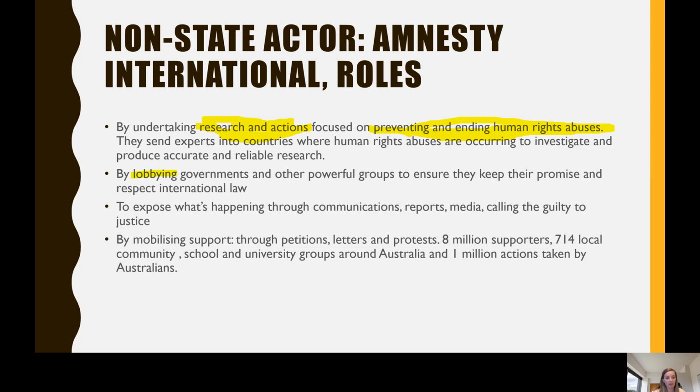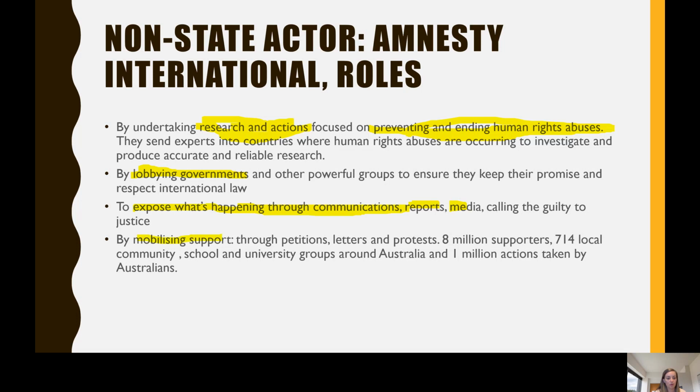They also lobby governments, so basically they pressure governments to keep and respect human rights law. They will expose what's happening through communication, so through either reports, media, or calling the guilty to justice. It's probably quite a significant part of their job here. They really do expose what's happening, and they make people aware of when there have been human rights abuses.